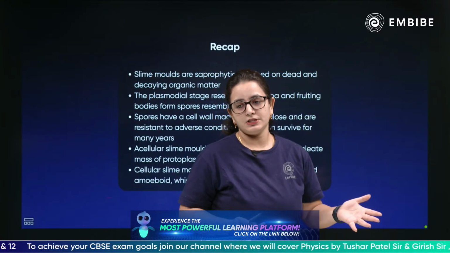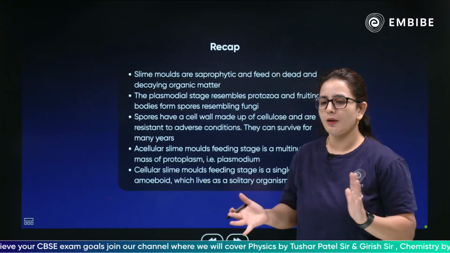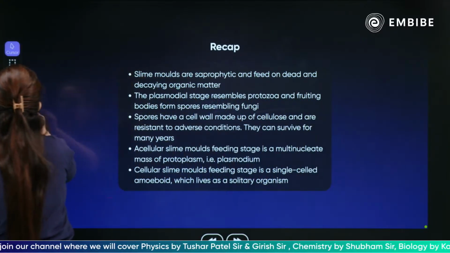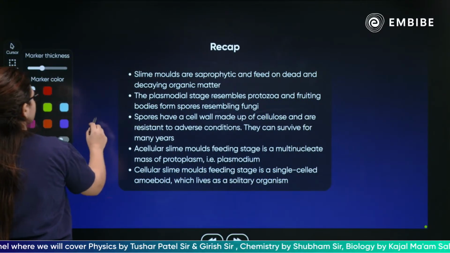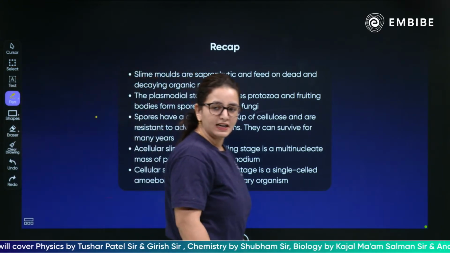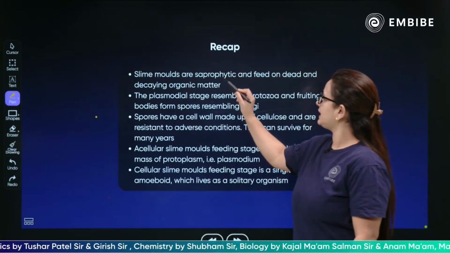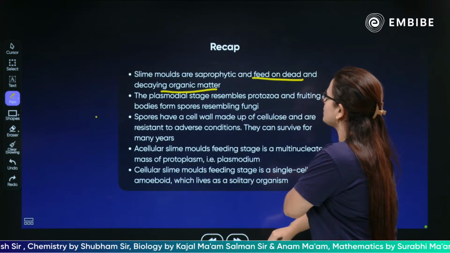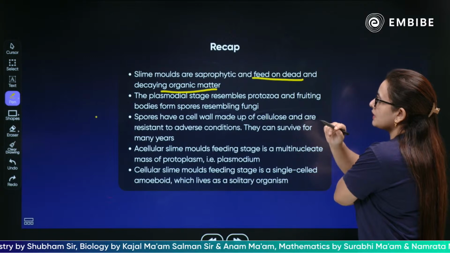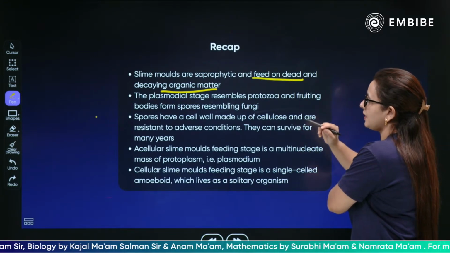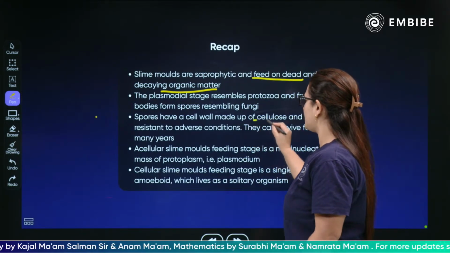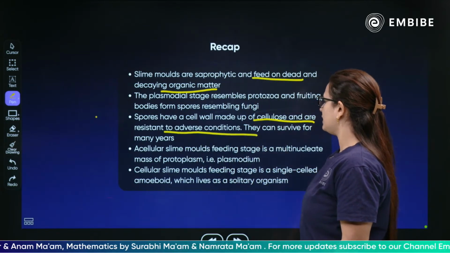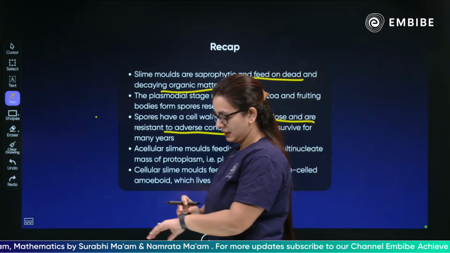In the previous session, let's have a quick recap of what we studied about the protista. We went through the slime molds. Slime molds are typically fungi-like protistans. They feed on dead and decaying organic matter. The plasmodial stage resembles the protozoa, and the fruiting bodies form spores resembling fungi. The spores have a cell wall made up of cellulose, and they are resistant to adverse conditions. They can survive up to many years.